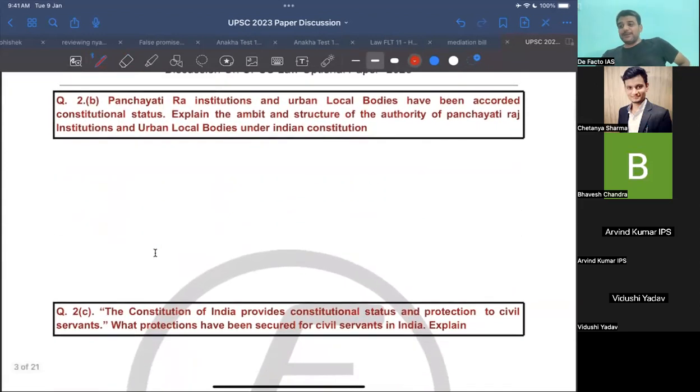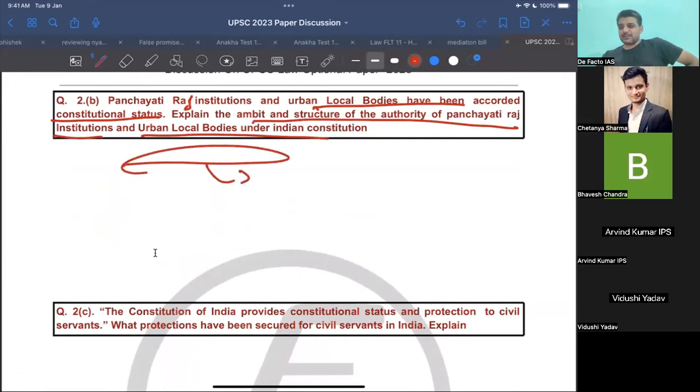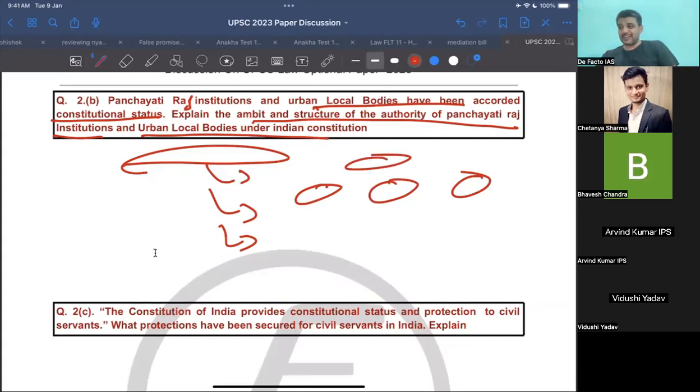Now let's come to 2B. Panchayati Raj institutions and urban local bodies have been accorded constitutional status. Explain the ambit and structure of authority of Panchayati Raj and urban local bodies. Simply write the Panchayati Raj provisions. Now, if you remember, those in the foundation batch, I have very nicely made a 3-layer structure in Panchayati Raj: Gram Sabha, Panchayat Samitis, etc., the second layer and the last layer.